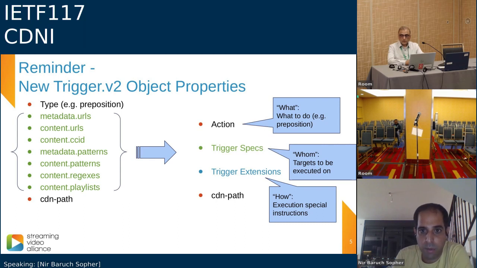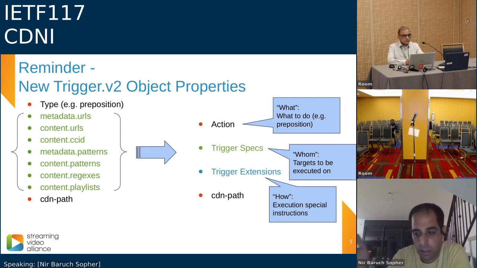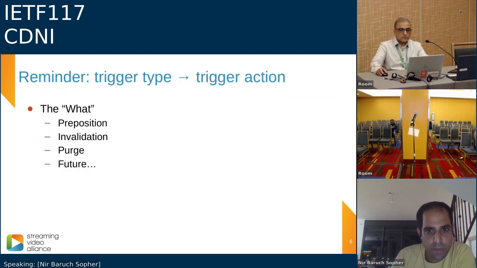What we did here is we renamed the type to action. We took all the properties and put them in the list of trigger specs, a generic trigger spec. We added the trigger extensions, which give further execution instruction. So it's practically the how to run the trigger. For example, do it in a certain hour or so. And we kept the CDN path. Okay. Next. So as I said, the trigger type was renamed to trigger action. Next.